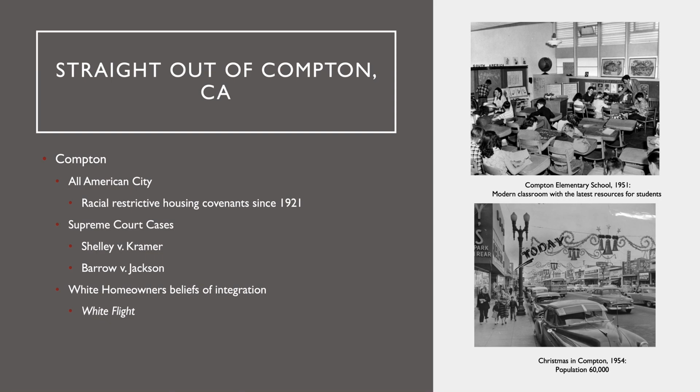And quickly, I just want to show you some pictures here. This is Compton Elementary School in 1951. As you can see, it looks like it's all Anglo-American, and it was one of the best schools in Los Angeles at that time. And then down below, again, you see mostly Anglo-Americans in Compton, getting ready for the Christmas celebrations. So it's funny how these cities look very different today.